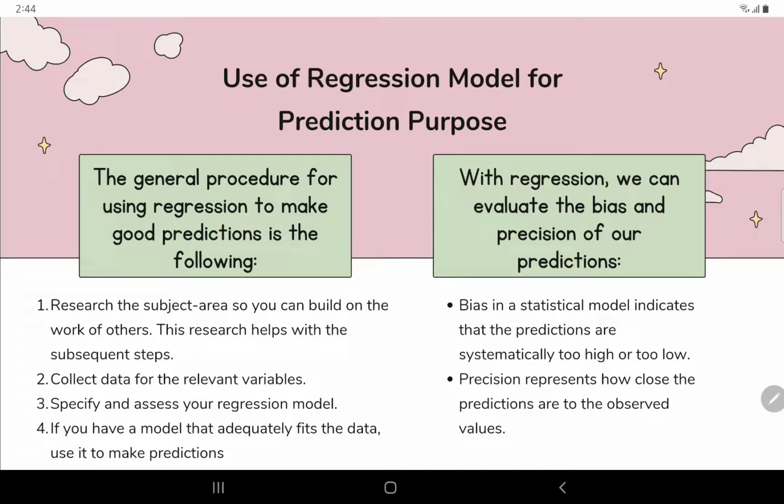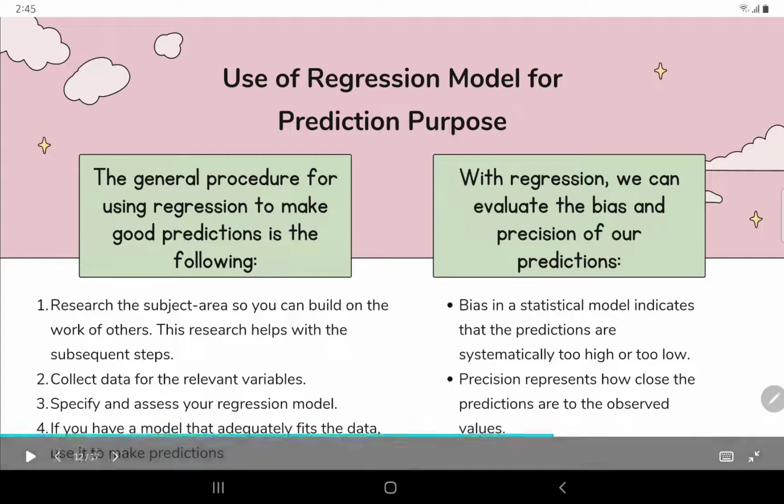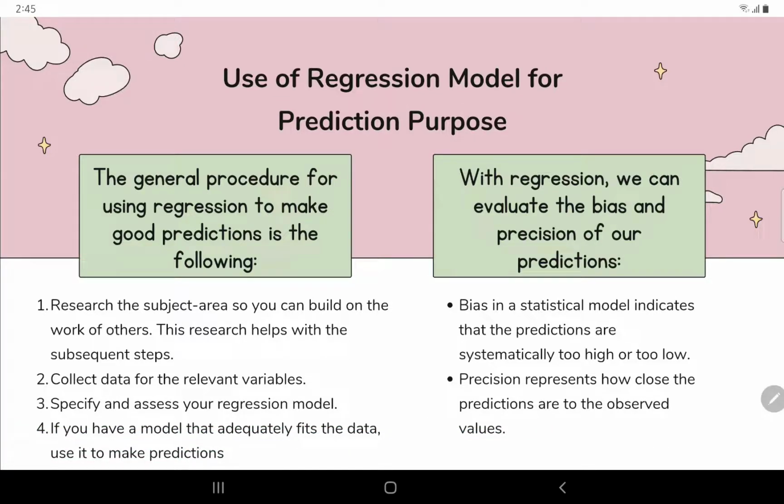With regression, we can evaluate the bias and precision of our prediction. So kita boleh tengok prediction kita tu ada bias ataupun precise ataupun tidak. Okay, the bias in a statistical model indicates that the predictions are systematically too high or too low. So kalau dalam model tu ada bias, kita boleh tengok prediction kita adalah too high ataupun too low. Then the precision represents how close the predictions are to the observed value. So precision tu adalah kita nak tengok kita punya prediction tu hampir ataupun tidak dengan value yang kita nak observe.